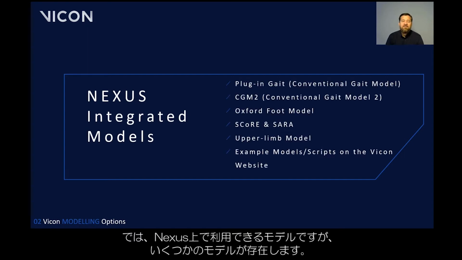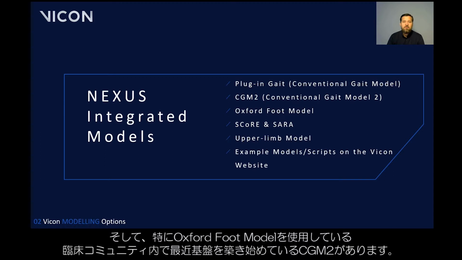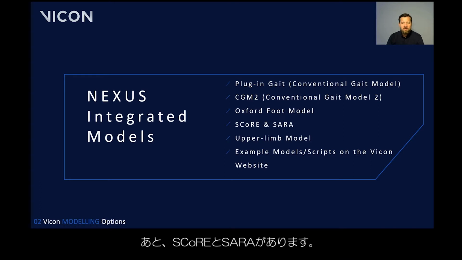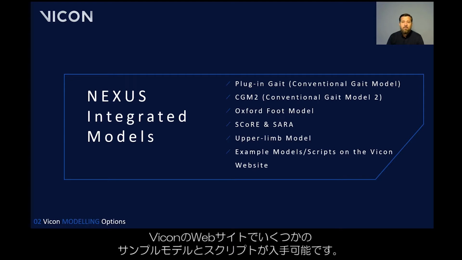Now, what models do we have available within Nexus? Here's a few models. We have Plug-in Gait, as I'm sure many of you are aware of. We have CGM2, which is a relatively new model and is beginning to gain more ground within the clinical community. We then have the Oxford Foot Model, we have SCORE and SARA, we have an upper limb model, which was developed by one of our employees, and then we have a whole batch of example models and scripts available on the VICON website.